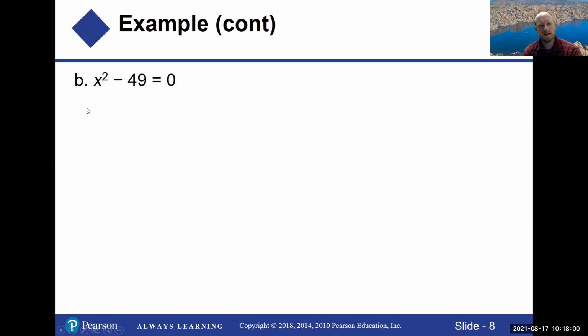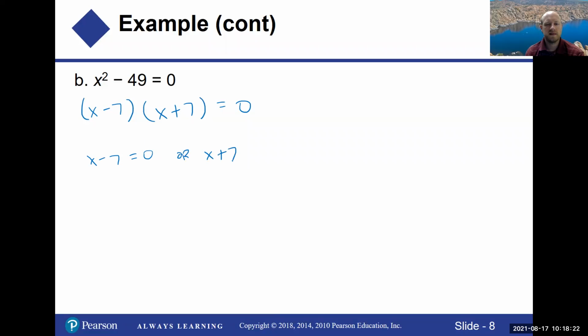All right, another quick example here. We notice again, and you just kind of have to go back to your factoring rules, we notice that this one is a difference of squares. So I can factor that as x minus 7, x plus 7. Once it's factored, take each of those factors, set them equal to 0 and solve.